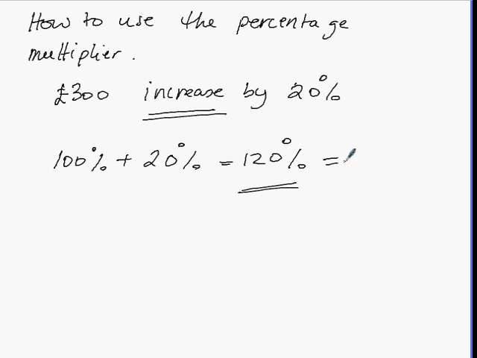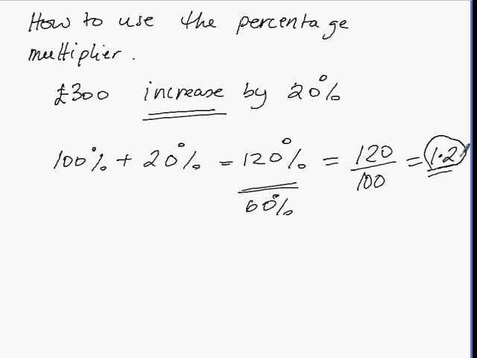And 120% can be written as 120 out of 100. Any percentage can be written as out of 100. So if I had, let's say, 60%, then it would be 60 out of 100. So write it as a fraction, and from there you know that 120 over 100 means 120 divided by 100, which becomes 1.2, and this number here is the multiplier.